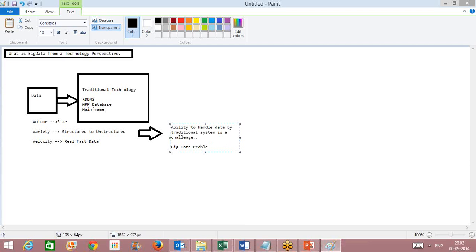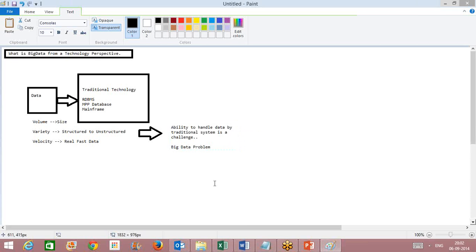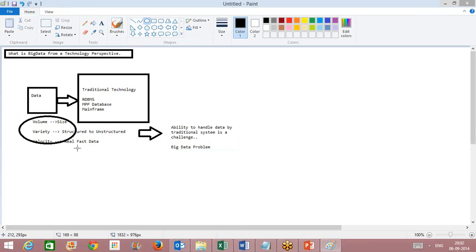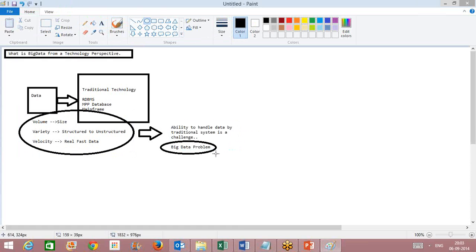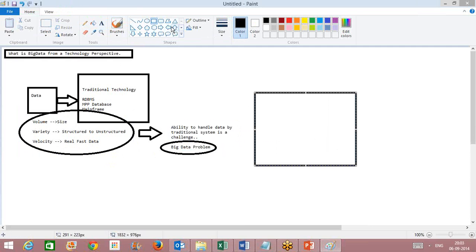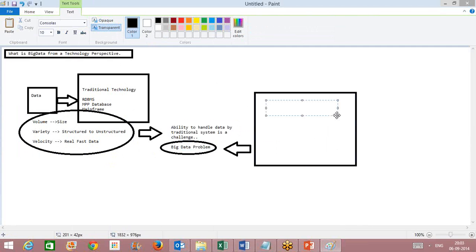So the problem is where traditional systems are not able to handle either the volume, velocity or variety of the data, then that problem becomes a big data problem. The problem is defined as a big data problem when traditional systems are not able to handle this data. And what big data technologies are? Technologies just try to solve this big data problem. And what are those technologies? There are three types of high level technologies. In fact, there are six of those, but we will start with the three.